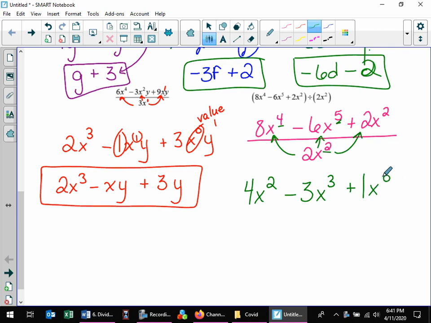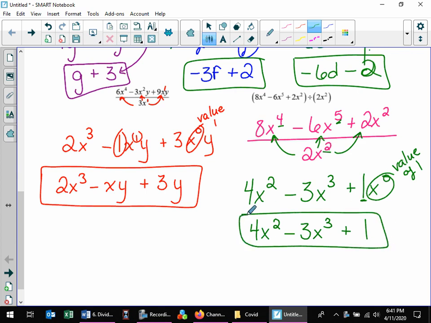So now we're going to clean that up a little bit. So I've got 4x squared minus 3x cubed. I don't have to write that 1, but hold on. This has a value of 1. Okay, so what's 1 times 1? So in this case, I am writing down the number 1 because 1 times 1 gives me the answer of 1. And that makes sense when you think about it. Anything divided by itself, these two are the exact same thing. Anything divided by itself is 1.